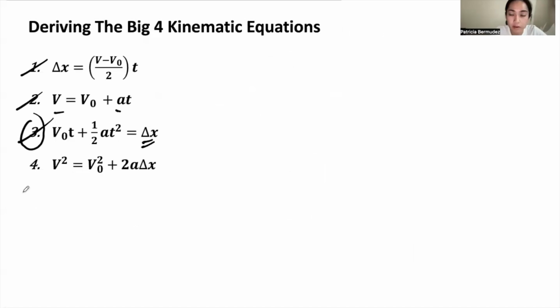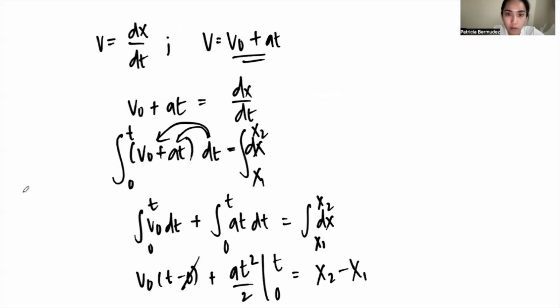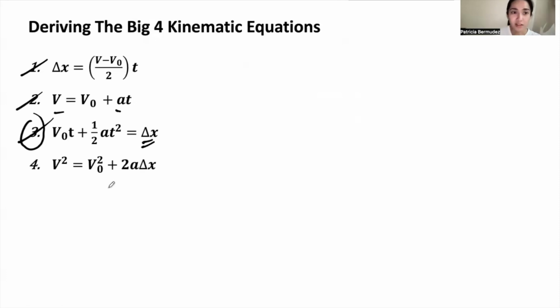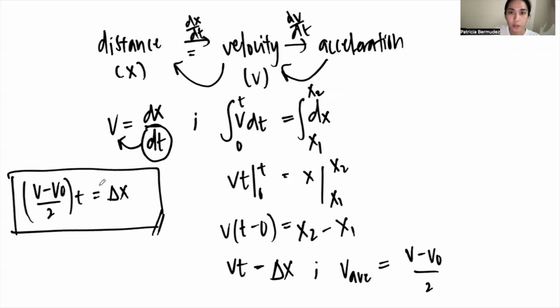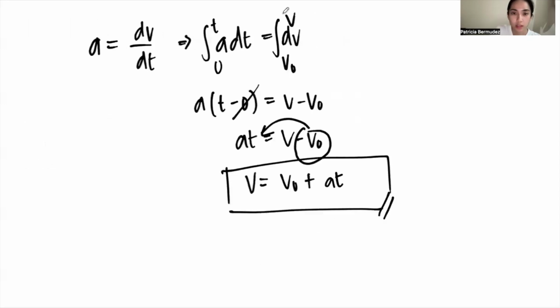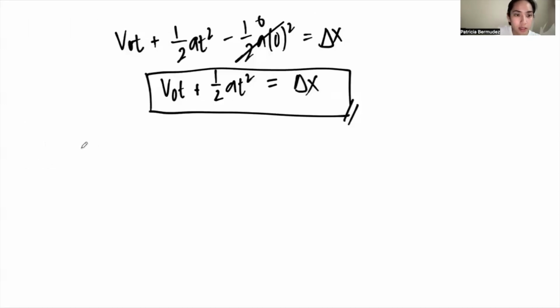So we have the final equation, which is v squared is equals to v naught squared plus 2a delta x. So how are we going to do that? As you can see here, all of the elements in this equation, which is the velocity, the acceleration, and the distance, are all involved in this equation. So let's start with this one. Okay, let's start with this. We know that acceleration is actually the derivative of velocity over the change in time. But how are we going to incorporate distance here?